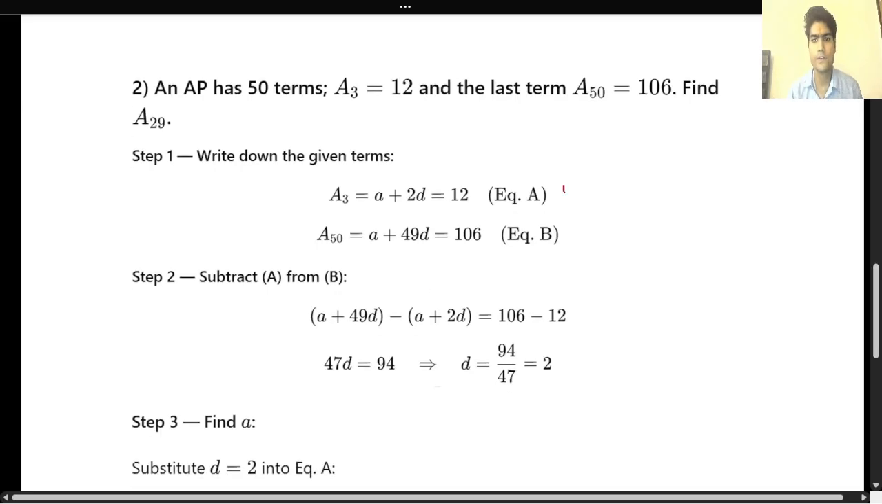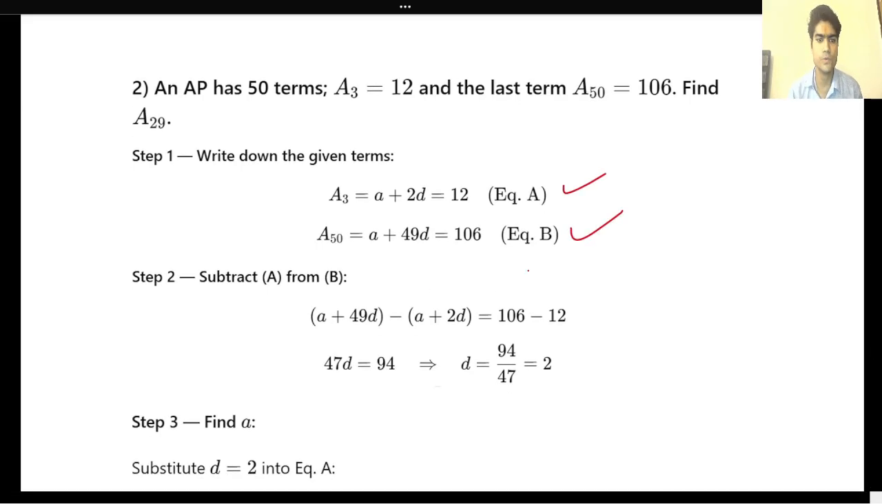So we will make equation number 1 and equation number 2, then subtract. We get d equals 2. How do we get it? Out of 106 minus 12 we get 94, and 49 minus 2 gives 47. So 47 divides 94 and I get 2. The a and a get cancelled out, so I get 2 here.